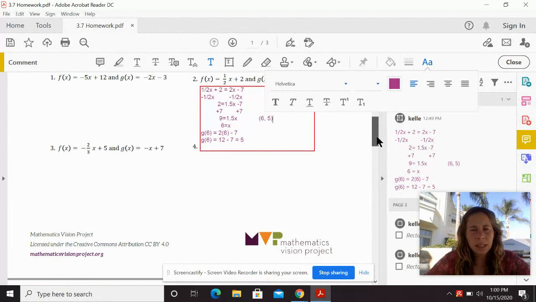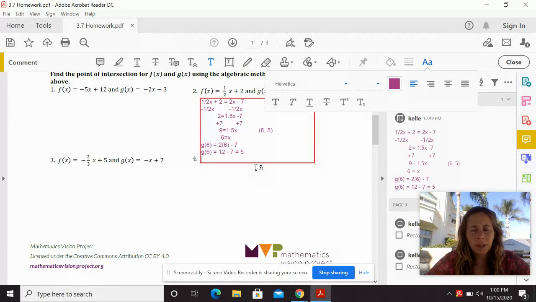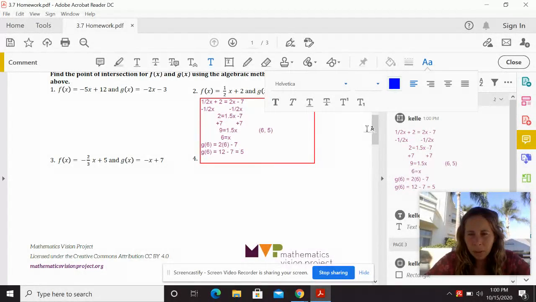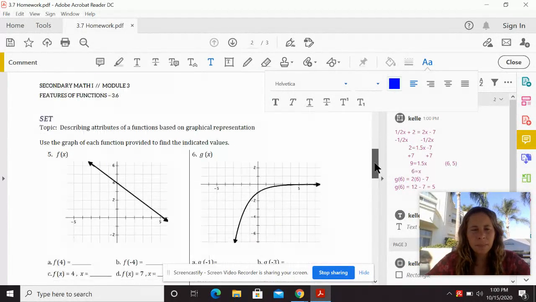Watch your signs. I covered up number 4 a little bit. Whatever. Watch your signs. They throw some negatives at you, so just be careful with your signs.